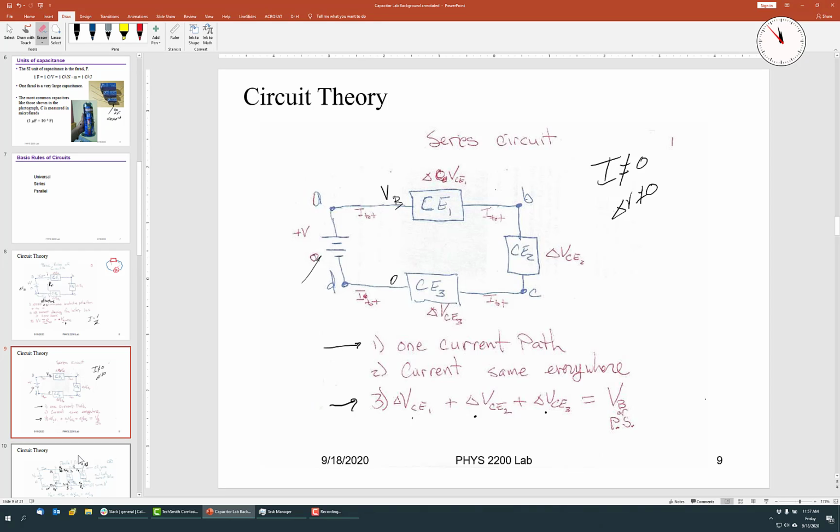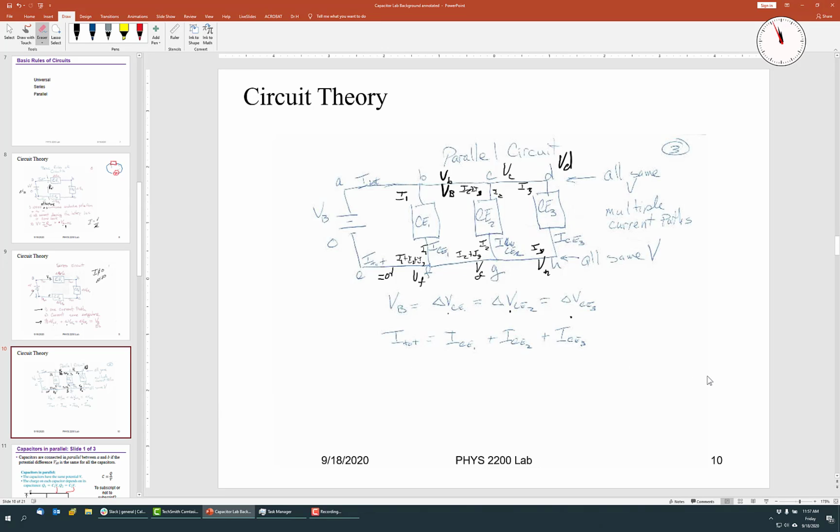So then we go to the other kind of circuit. It's called a parallel circuit. With the parallel circuit, we have multiple current paths. We always assume that there's no voltage drop across a wire. So that means that everywhere along the top here at B, C, and D has to be at the voltage of the battery. Every place at F, G, and H, VF, VG, VH has to be at zero.